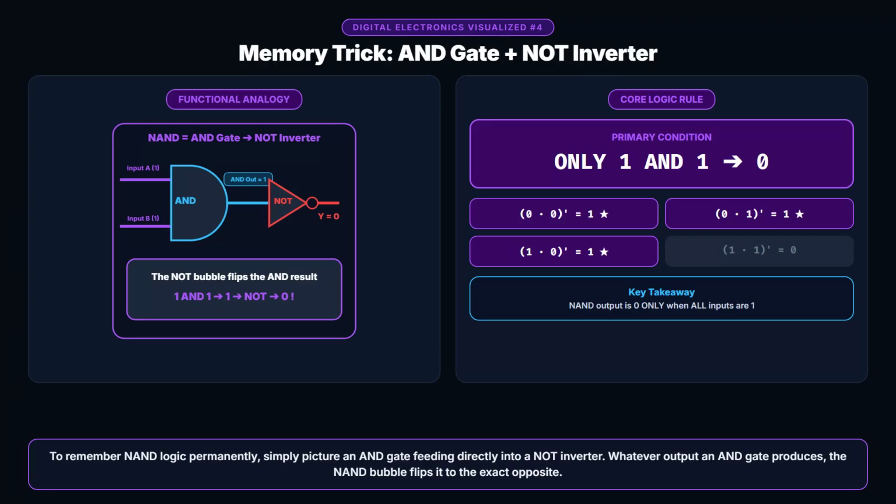To remember NAND logic permanently, simply picture an AND gate feeding directly into a NOT inverter. Whatever output an AND gate produces, the NAND bubble flips it to the exact opposite.